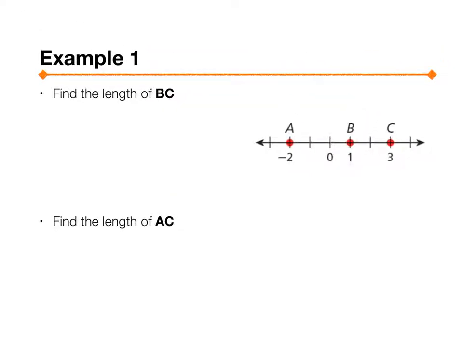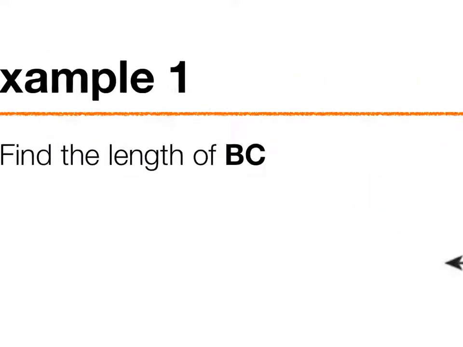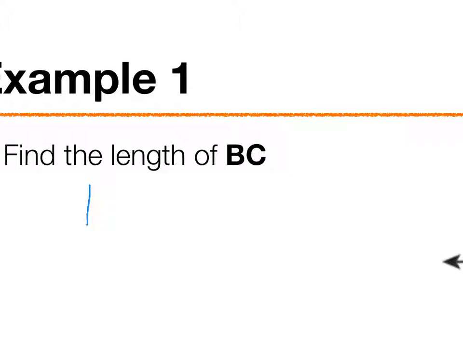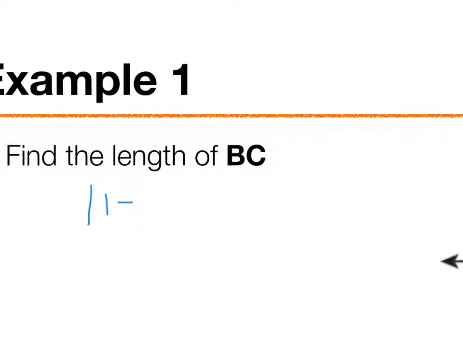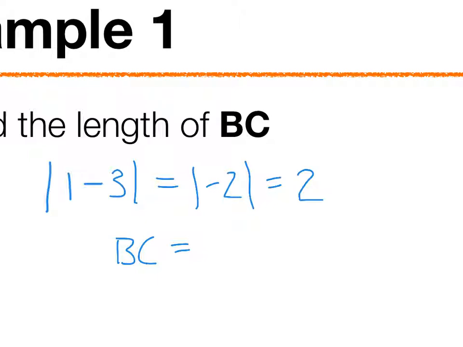Find the length of BC. So what number corresponds to B? 1. So we do the absolute value of 1 minus 3, which is equal to -2. The absolute value of -2 is 2. So BC is equal to 2. Notice how I don't put the hat on BC because we're talking about a number.